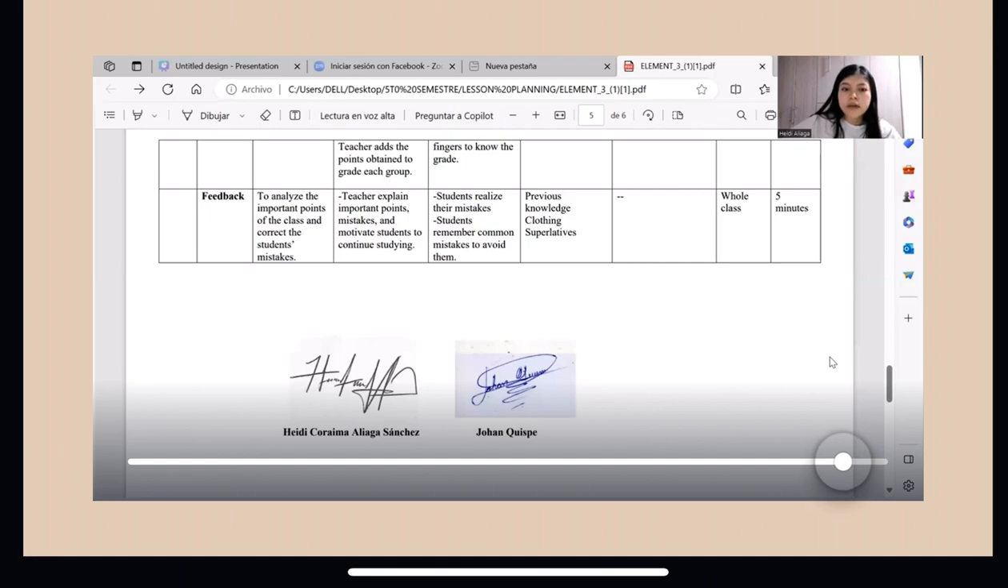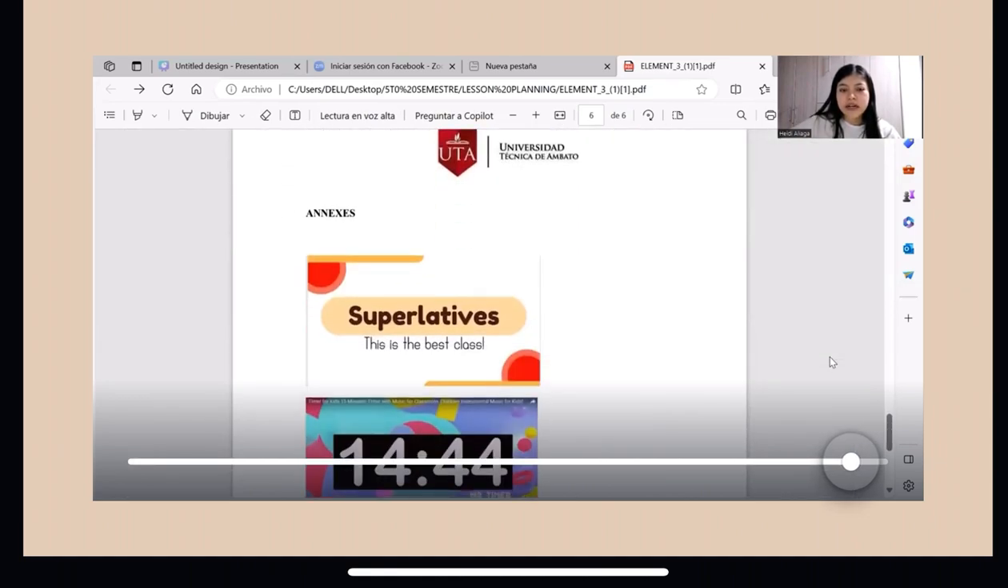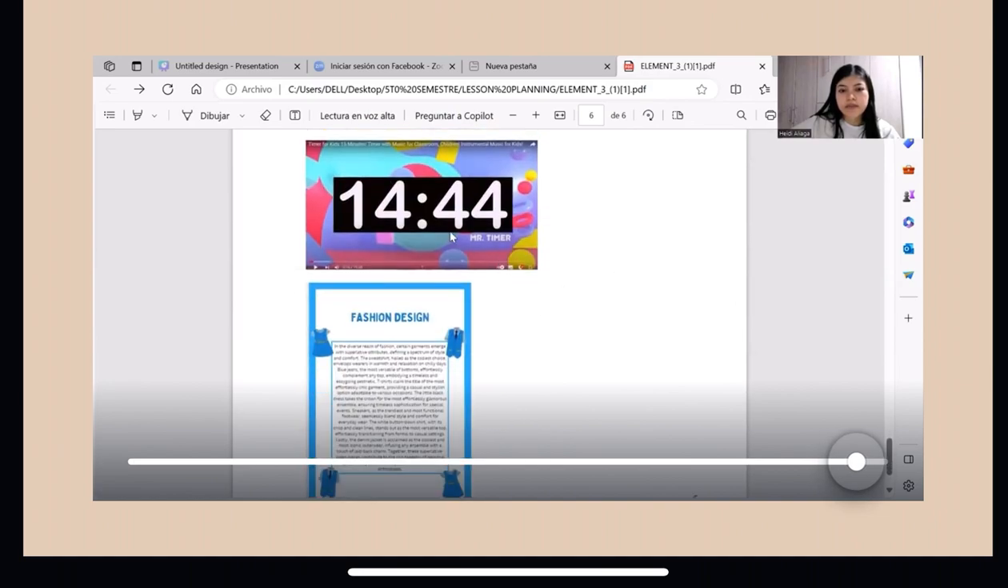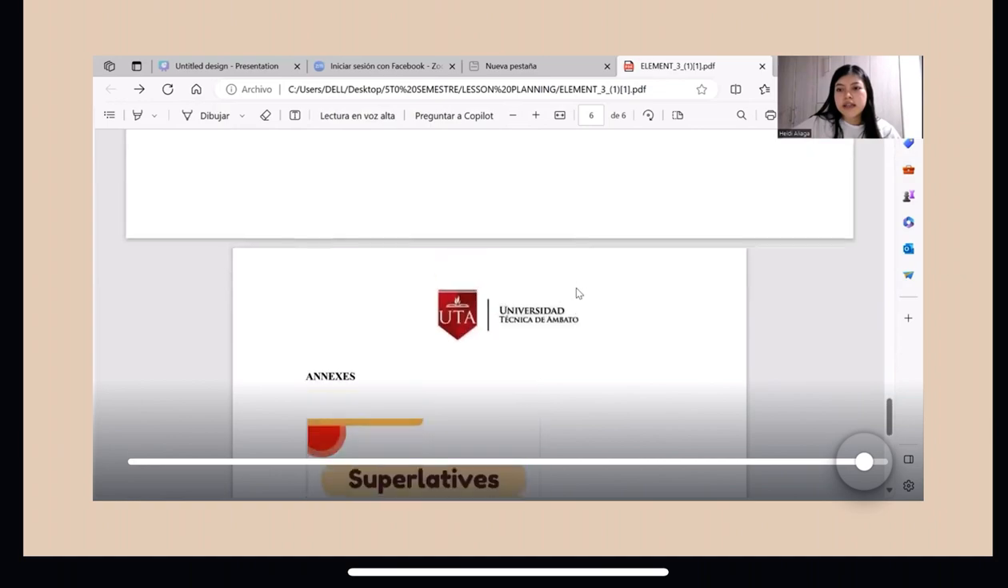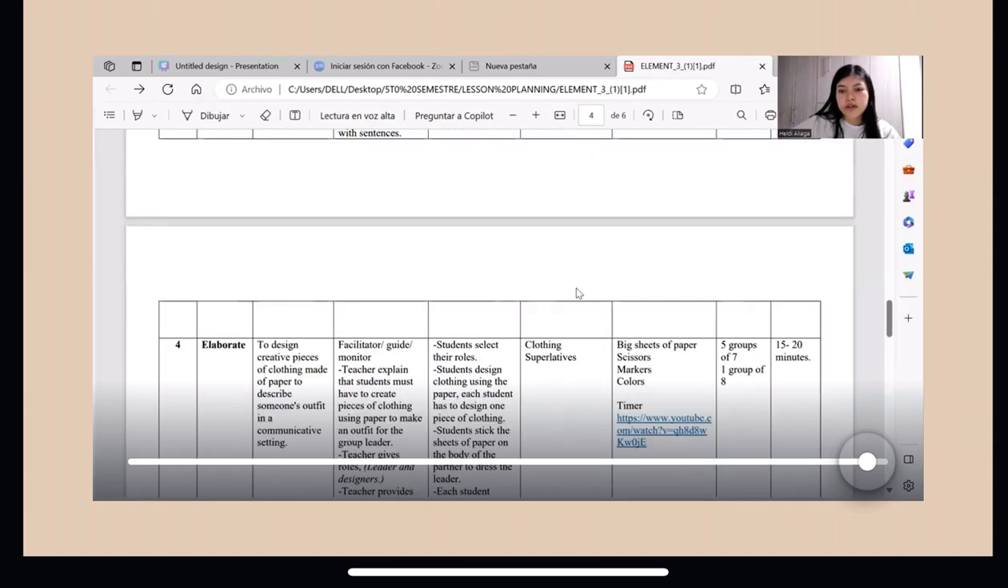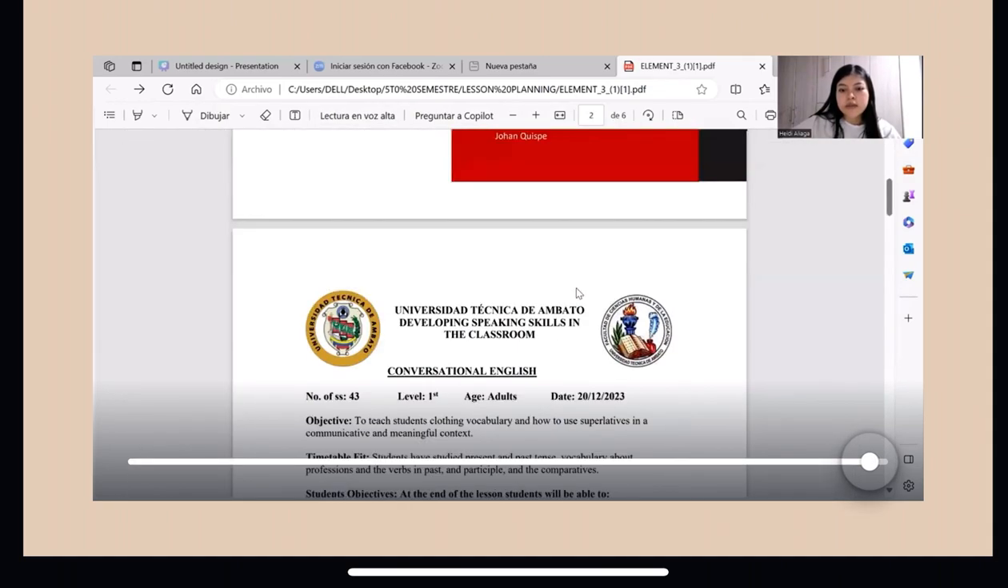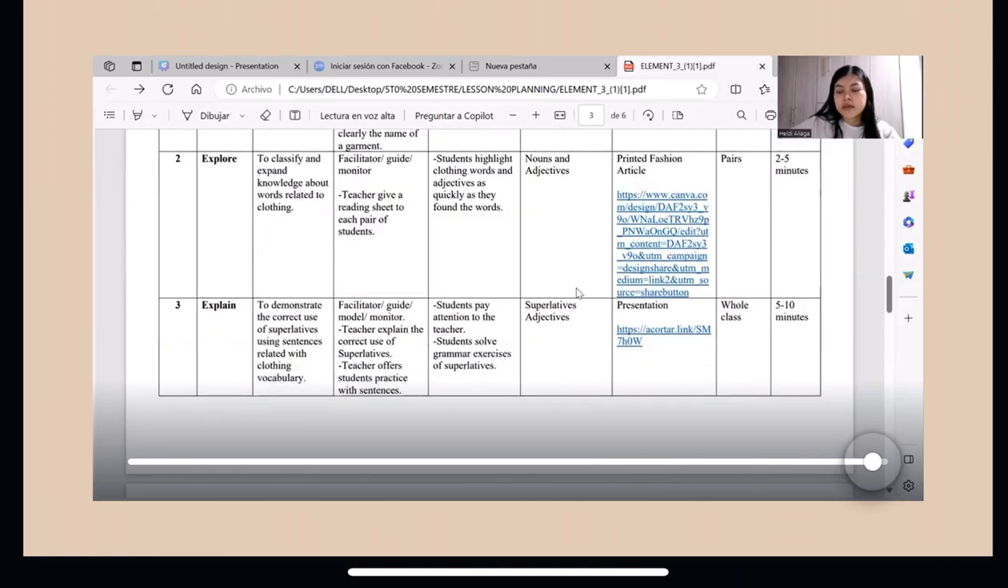We have our signatures that we made this plan, and then we have our annexes. This is the Canva presentation in the explain part, the timer in the elaborate part, the reading passage to explore, and this is all for today. This is all. So we expect that this plan really works in a class. Thank you so much.